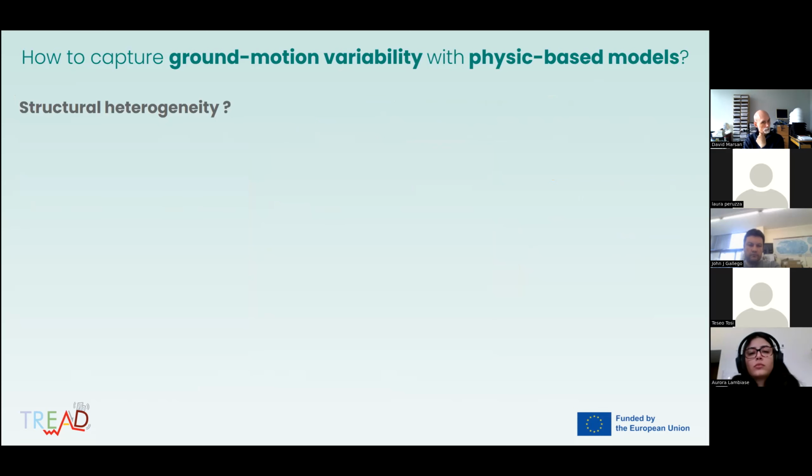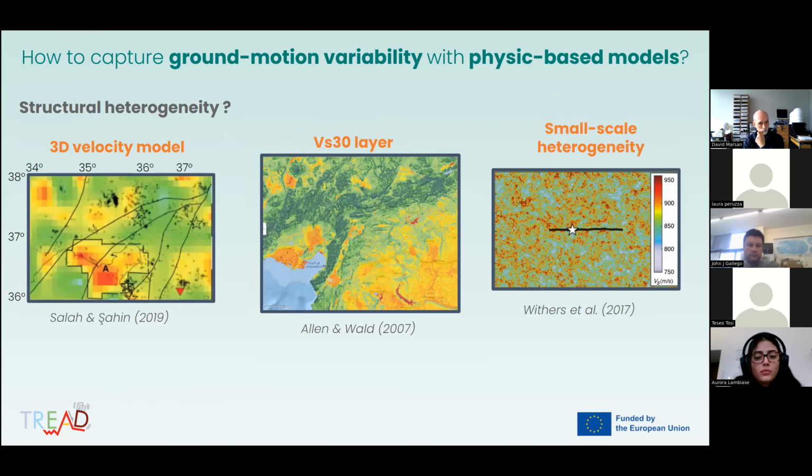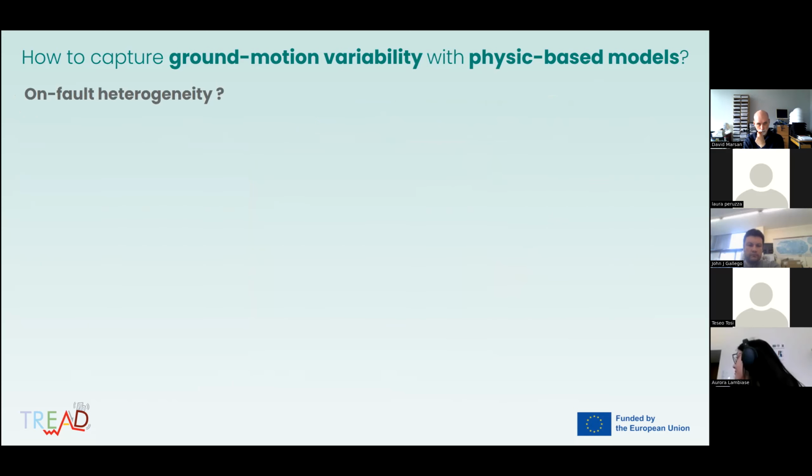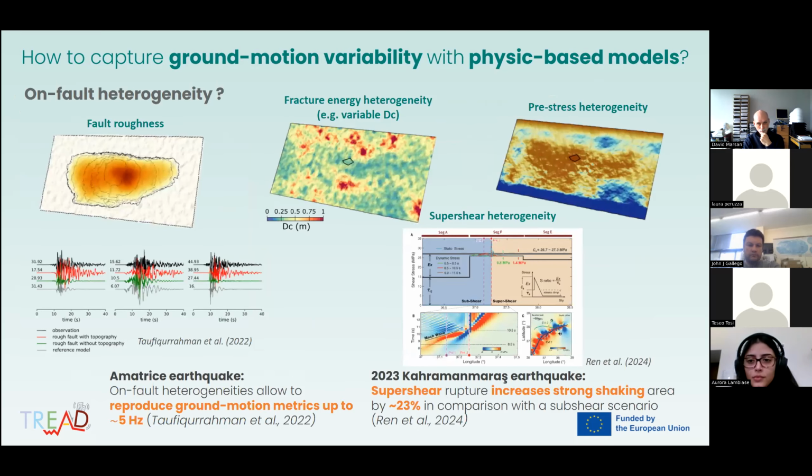We're considering the structural heterogeneities, so different velocity models. And we're also considering on-fault heterogeneities, including fault roughness, different fracture energy by varying Dc, pre-stress, and supershear. From a study on the Amatrice earthquake, it was seen that on-fault heterogeneities allow the reproduction of ground motion metrics up to 5 Hertz.